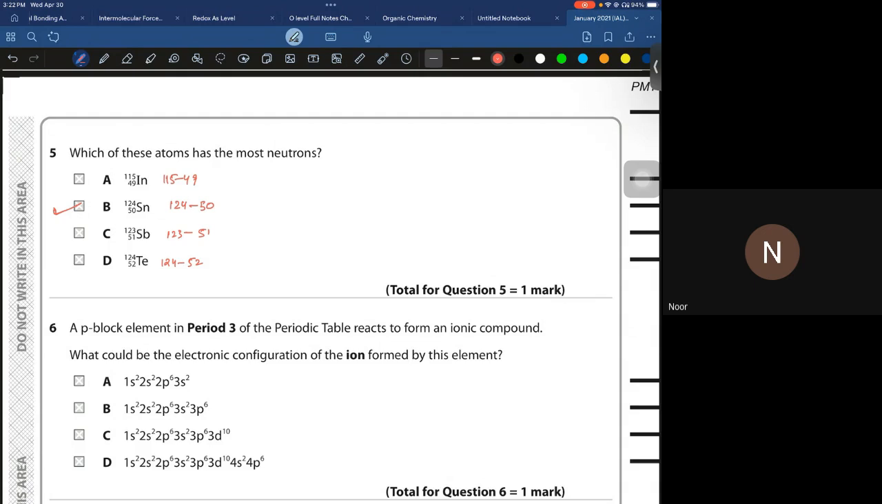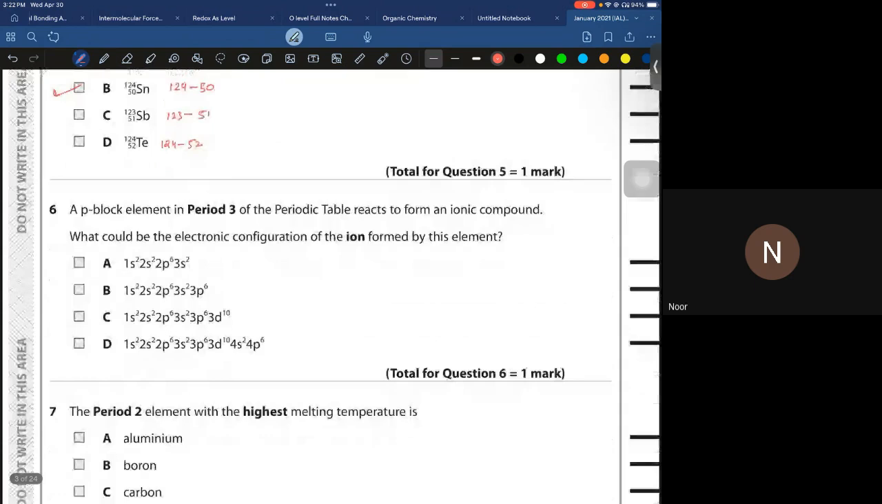Okay, simple. A p block element in period 3 of the periodic table reacts to form an ionic compound. What could be the electronic configuration of the ion formed by this element? Period 3 starts from sodium, magnesium, aluminium. These are metals, and they form ionic compounds. We have non-metals as well that form ionic compounds.